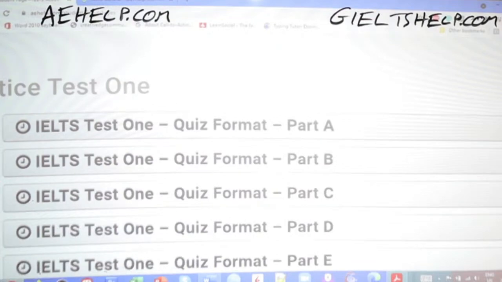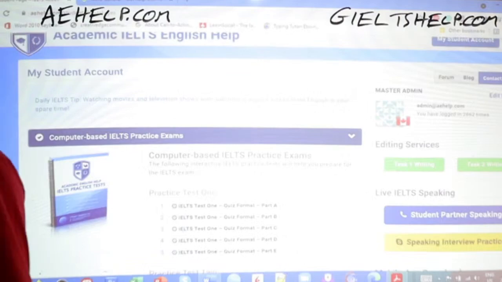So if you're doing computer-based exams, find them. I think there's some other websites that offer them as well. There's some apps that have them. Our app has it as well, Academic IELTS Help app. So check those out, okay?